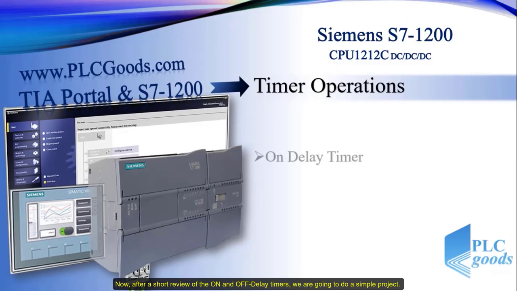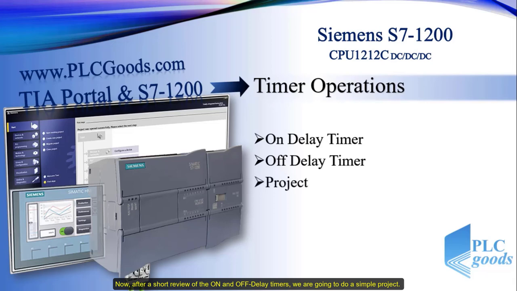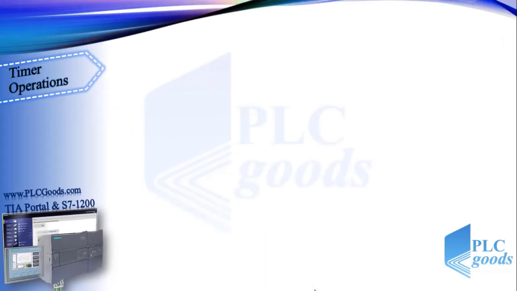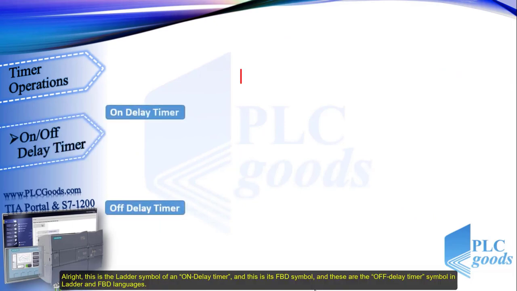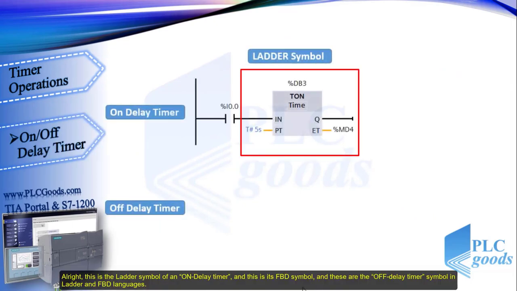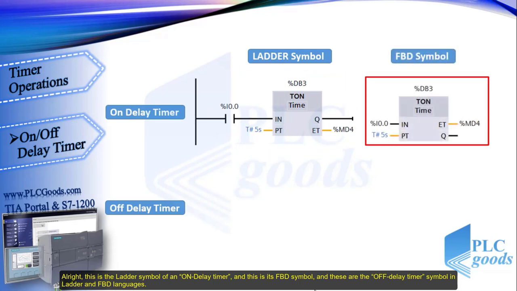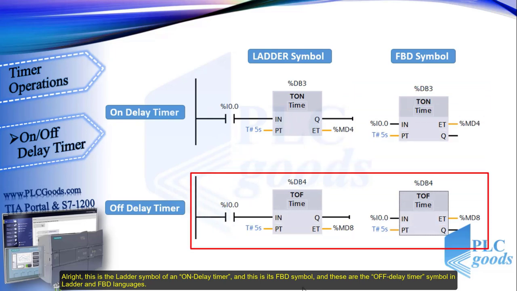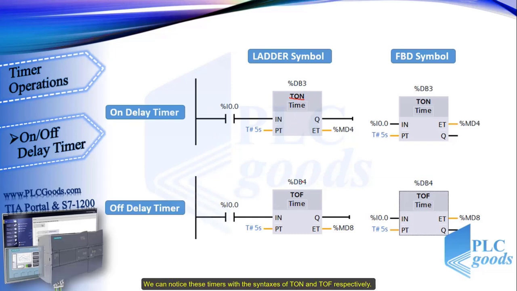Now, after a short review of the on and off delay timers, we are going to do a simple project. Alright, this is the ladder symbol of an on delay timer, and this is its FBD symbol, and these are the off delay timer symbols in ladder and FBD languages. We denote these timers with the syntax of TON and TOF respectively.